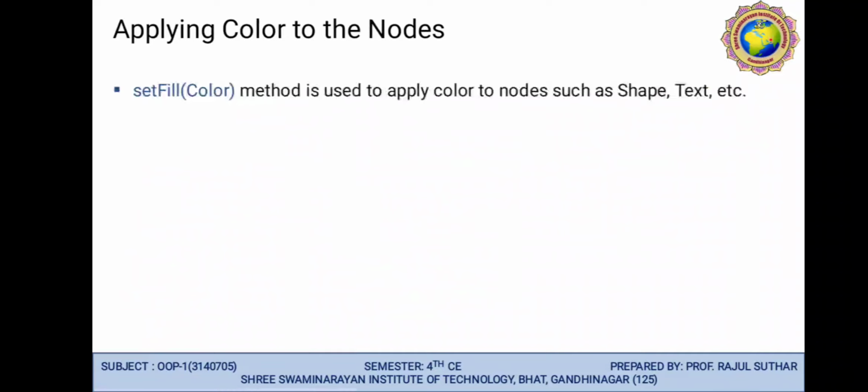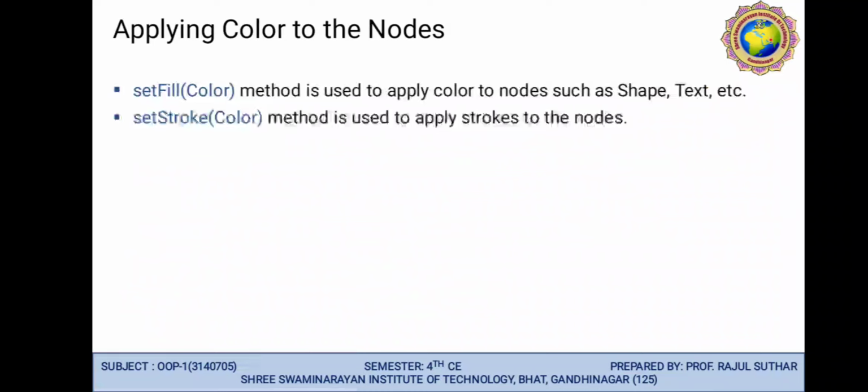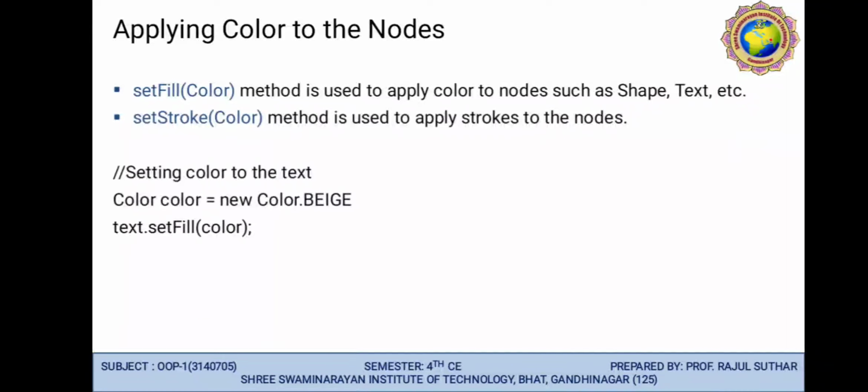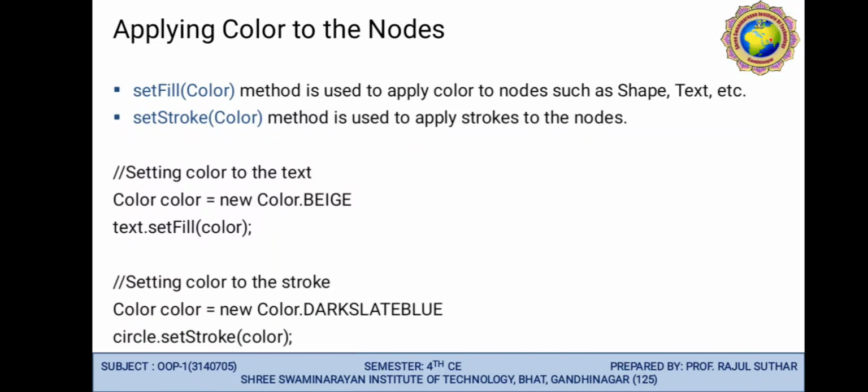Apply color to the nodes by using setFill color. This method is used to apply the color to nodes such as a shape, text, etc. Set stroke color. This method is used to apply the stroke to a particular node. So setting the color to text color is equal to new Color.BEIGE, text.setFill color. Setting the color to stroke by using one object that is called DARKSLATEBLUE. So we can use this way to set the color to stroke.